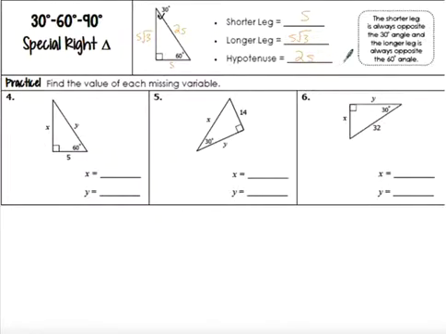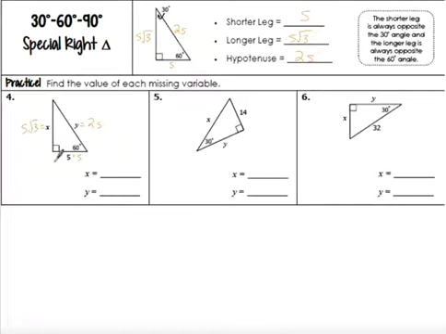Okay, so again, just like with 45, 45, 90, the key is labeling your sides. Notice the side across from the 60-degree angle, that is our S root 3. So S root 3 is equal to X. Y is the hypotenuse, so Y is equal to 2S. And 5 is equal to S.